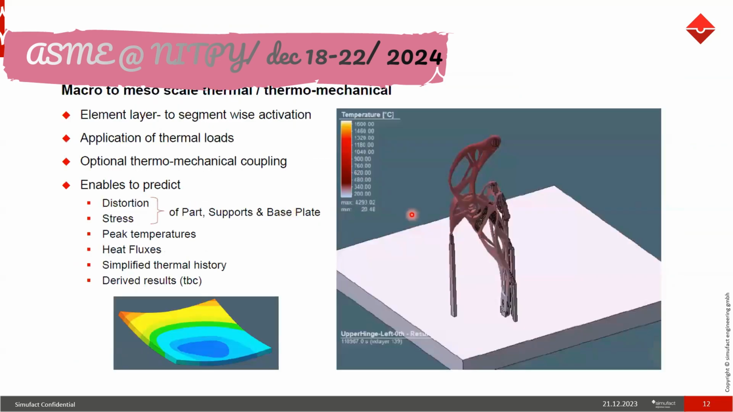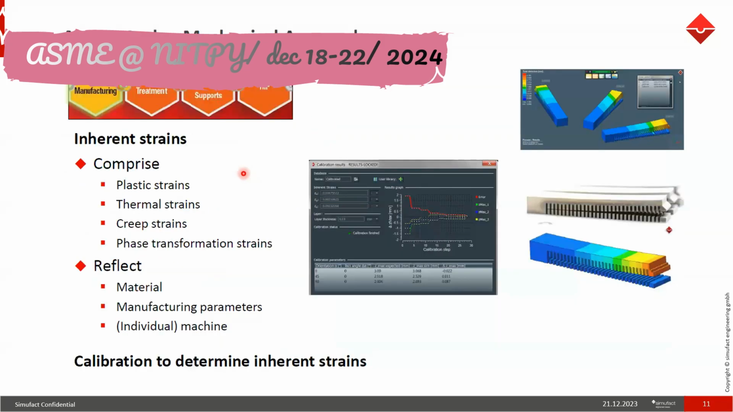So for example, your part will be something like this, which you want to manufacture. You can use the inherent strains for your real part, build it, and check the distortion and residual stresses that can build up on the part. Inherent strain is a very good method.